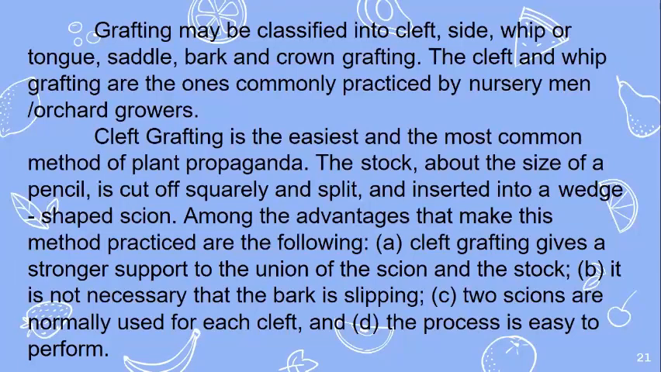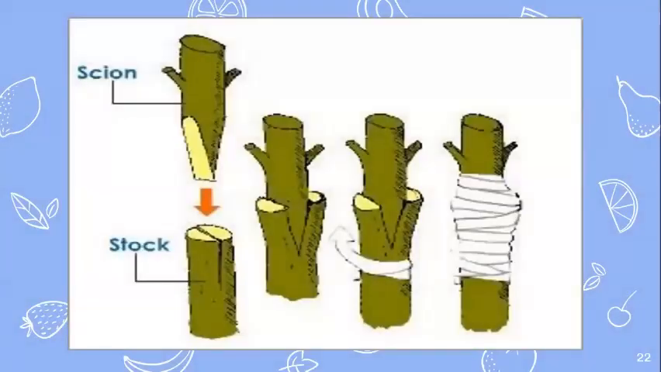Among the advantages that make this method practiced are the following. 1. Cleft grafting gives a stronger support to the union of the scion and the stalk. 2. It is not necessary that the bark is slipping. 3. Two scions are normally used for each cleft. And 4. The process is easy to perform. So this is grafting.